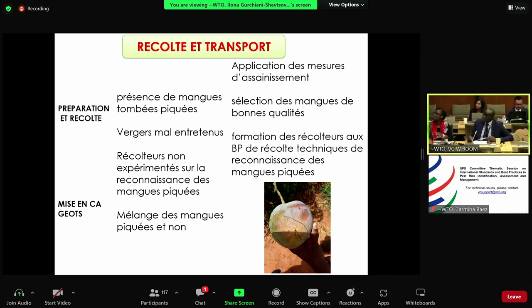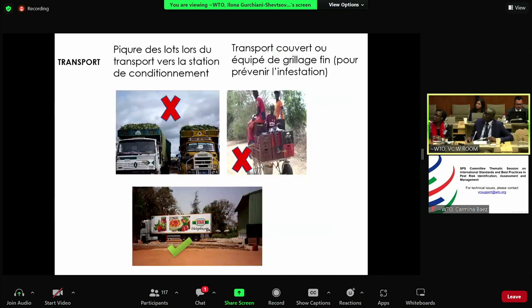Également, la mise en cagette, on est dans le conditionnement. Également, on identifie les risques et on donne des mesures de gestion que les fermiers, les exportateurs sont obligés de respecter. Suivant, même le transport est un facteur de risque, on ne doit pas transporter le produit n'importe comment.